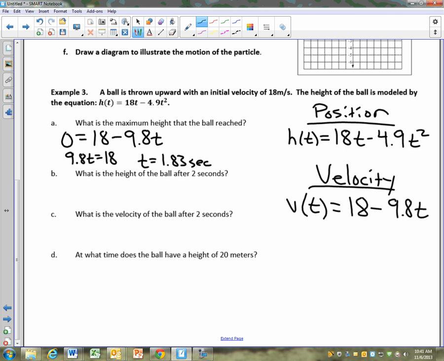Have I answered the question? No. So I need to plug this back in. Do I plug it back into the velocity function or into the height function? The height, the position function. So h of 1.83 is equal to 18 times 1.83 minus 4.9 times 1.83 squared. Somebody have that? 16.53, and what's the label? Meters. So that's my answer. 16.53 meters is, in fact, the maximum height of the parabola.